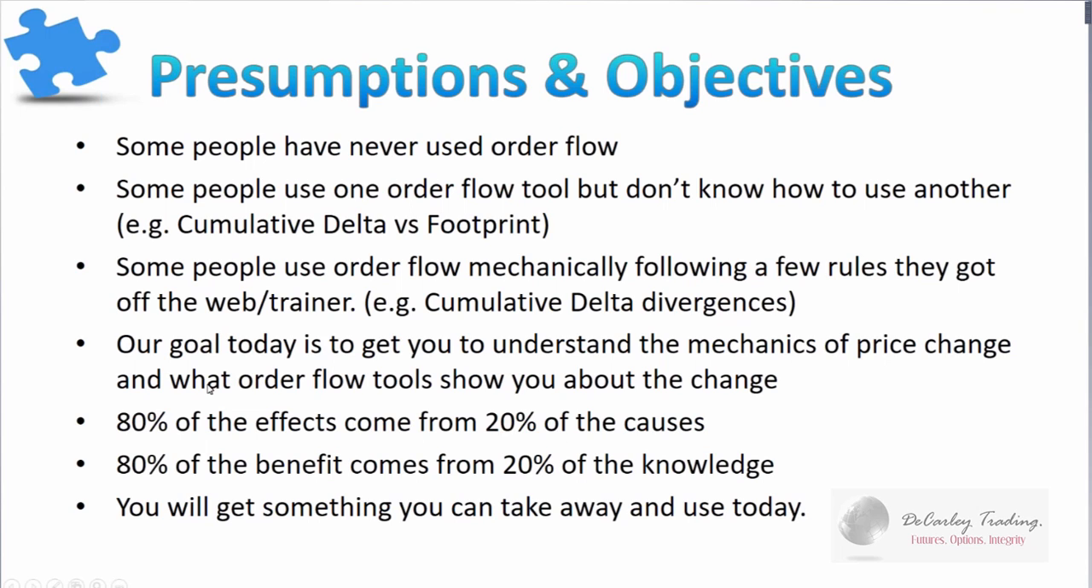Now, with order flow, the 80-20 rule very much applies, and that means that 80% of the benefit comes from 20% of the knowledge, or 80% of the effects come from 20% of the causes. So you could build encyclopedic knowledge of order flow, but it's still mastering the basics that is going to yield the greatest benefits. So if you've got a head full of order flow concepts and you think you need to keep 1,000 rules in your head to use it, then consider this to be a bit of a spring clean.